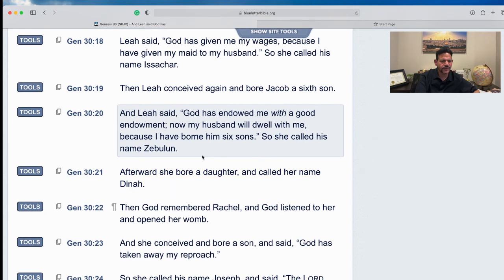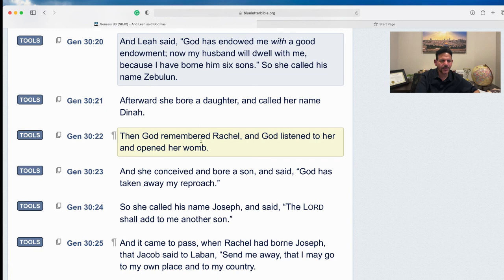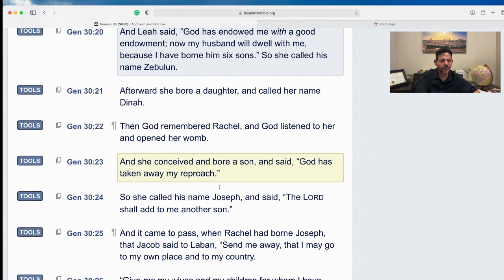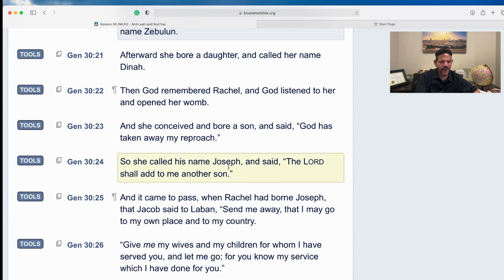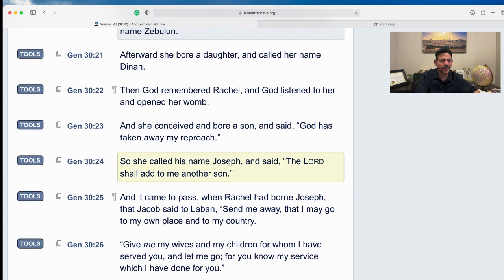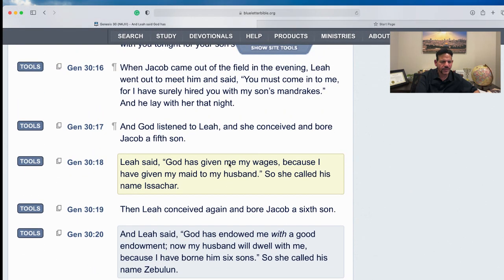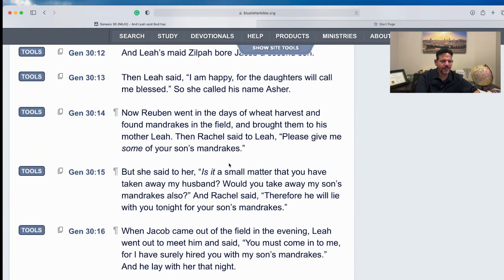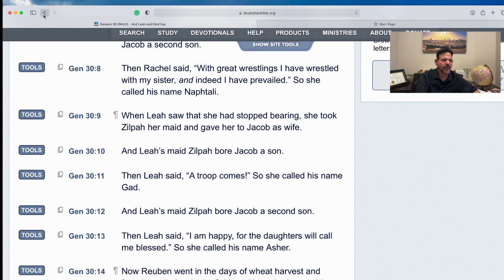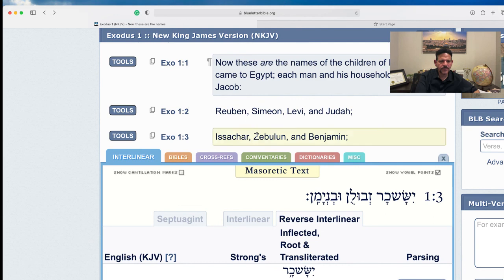So if you have Zebulun here, notice that after bearing, then Jacob remembered Rachel, and God listened to her and opened her womb. So then, of course, you have Joseph, and later you're going to have Benjamin, right? It's interesting, though, that Joseph has died, they're all now in Egypt, and the Pharaoh does not remember Joseph. Let's go back here. We see Issachar and Zebulun, and then you have Benjamin.